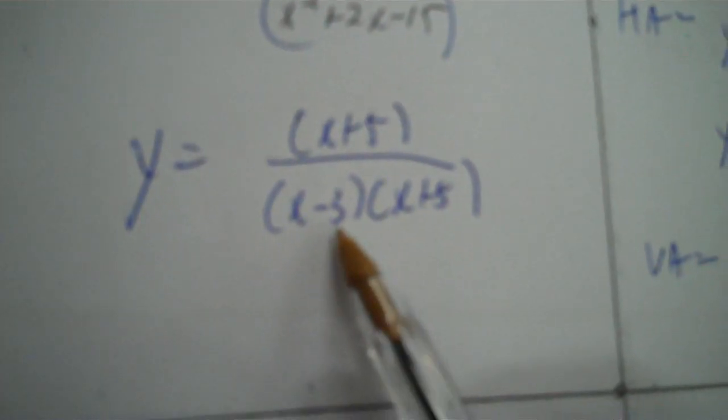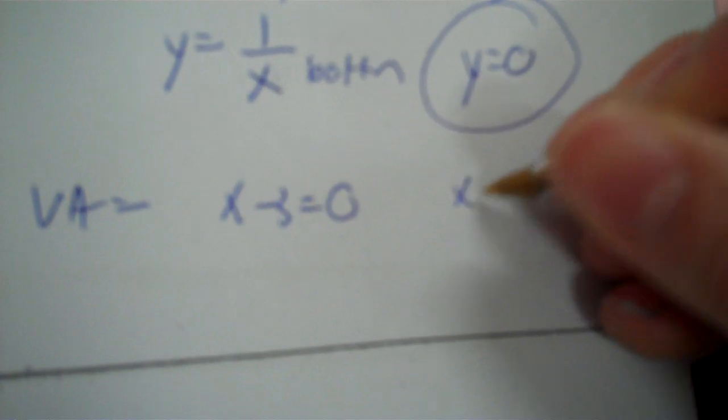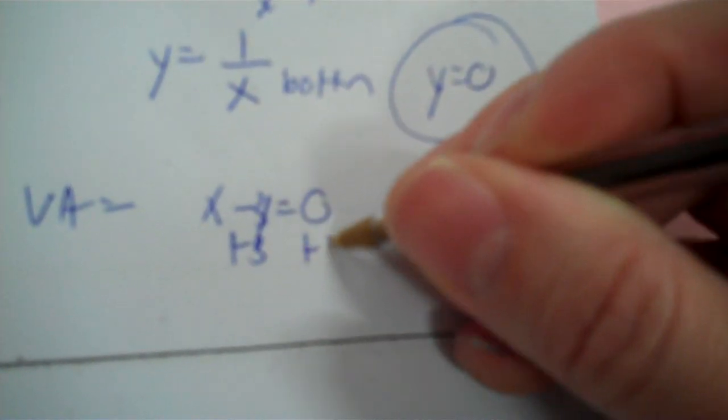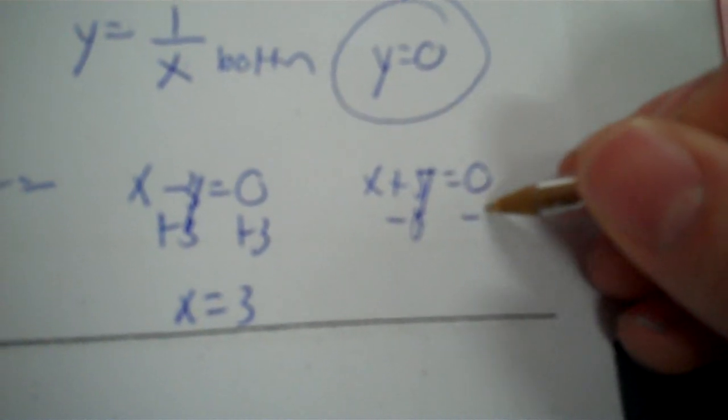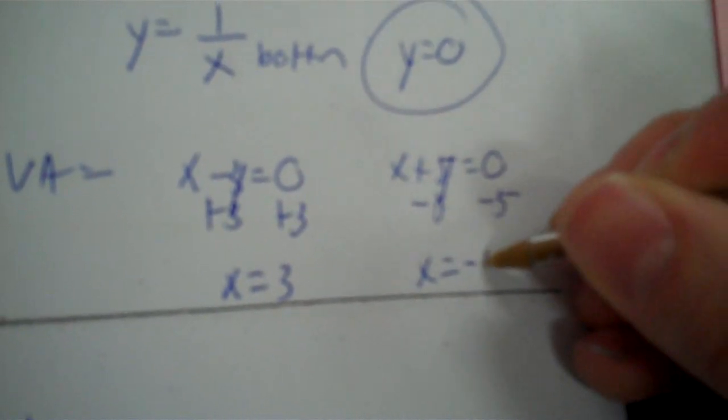Now, you have 2 factors in the denominator. Here you had 1, so set the 2 factors equal to 0. And there's going to be 2 of what I think are vertical asymptotes. So 3 and negative 5. Now, do those stay as asymptotes, or does one or both of them become holes?